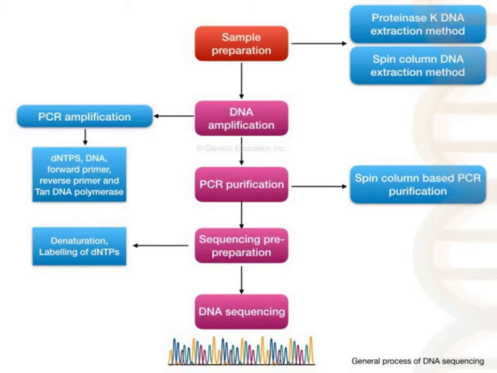As we have already discussed, first we need to prepare the sample by the proteinase K DNA extraction method or by the spin column DNA extraction method, and then DNA amplification by PCR, which includes dNTPs, DNA forward primer, reverse primer, and Taq DNA polymerase. And then the next step is PCR purification, which includes spin column based PCR purification, and then sequencing preparation, which we have already discussed earlier in the slides, and denaturation, labeling of dNTPs, and then finally the DNA sequencing. That's the process, along with data analysis.